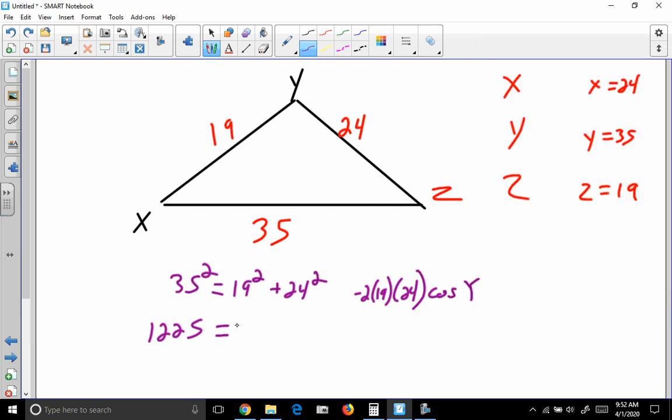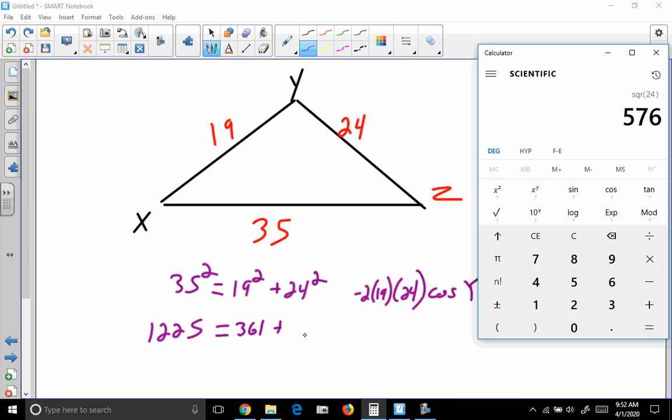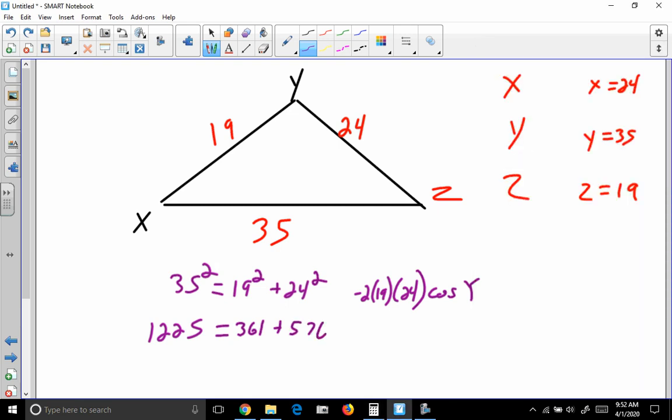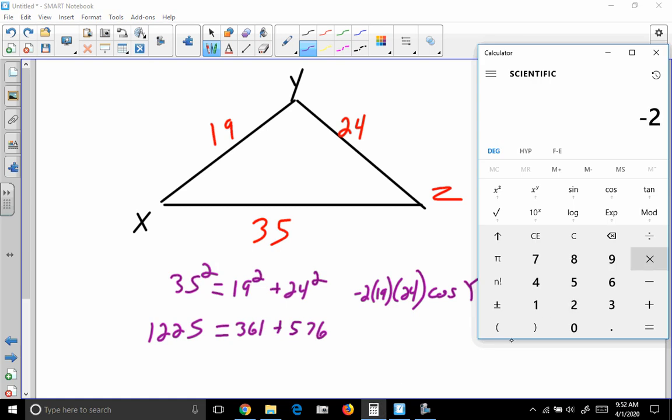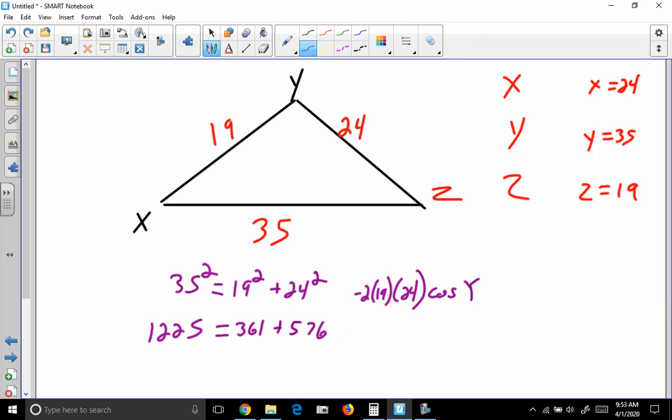So 19 squared is 361. 24 squared is 576. No more exponents, so multiplying is the next thing to do. So negative 2 times 19 times 24, that's minus 912. That's the coefficient of cosine Y. So we can't do 361 plus 576 minus 912 because that 912 goes with the cosine Y.